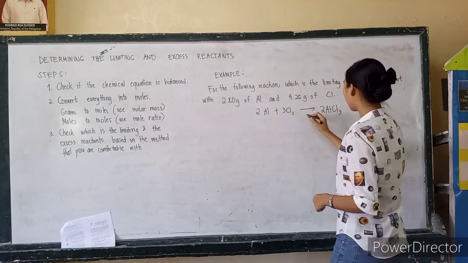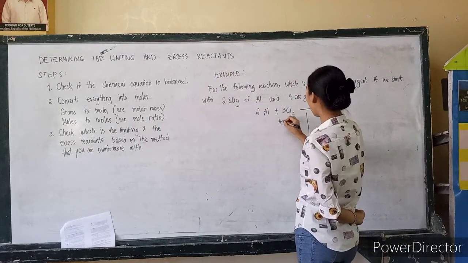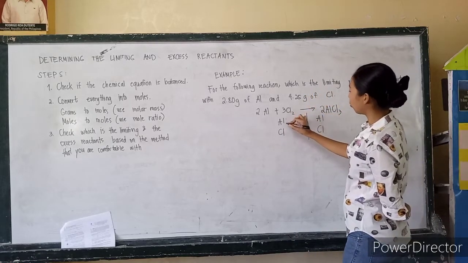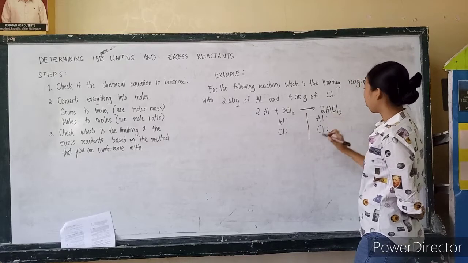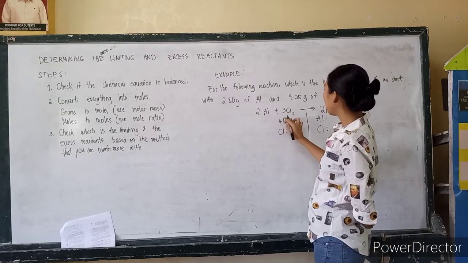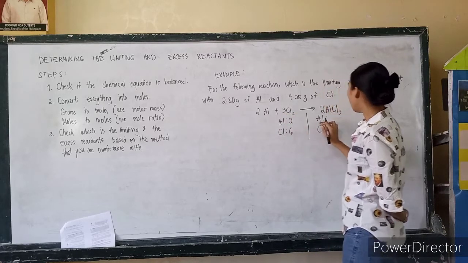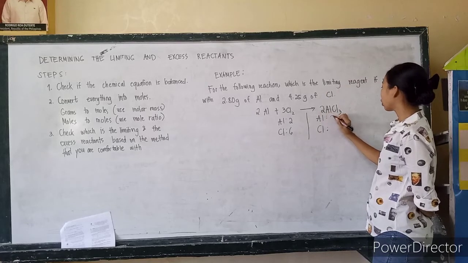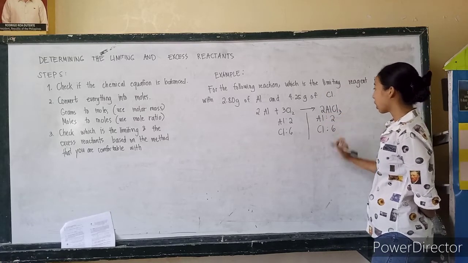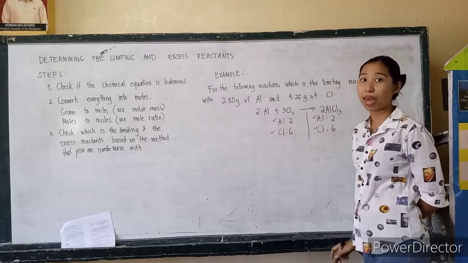So atong i-check kung pareha ba ang number of atoms nga naa for each element. So we have Al and Cl. Also on the other side is Al and Cl. So here we have 2 Al and we have 3 times 2, this is 6 Cl atoms. On the other side, we have 2 times 1, that is 2 Al, and 2 times 3, that is 6 Cl. Therefore, your equation is already balanced.